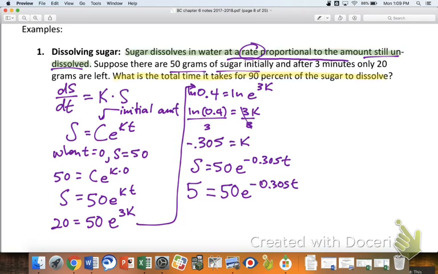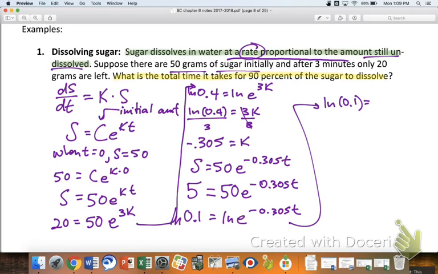0.305t. And then you're just into your equation solving mode here. You divide both sides by 50, you get 0.1. Did it strike anybody that 0.1 is 10%? Right? So 10% remains. 5 divided by the original would give you 10%. So then you do natural log of both sides, where you get natural log of 0.1 equals negative 0.305t. You do some division.